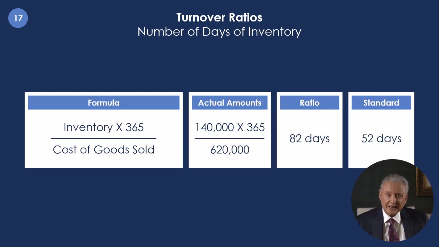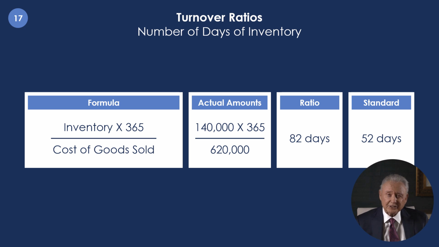In this slide, we calculate the number of days, sales, and inventory. What is that? Well, what we are doing is comparing our average inventory times the number of days in a year to cost of goods sold. Average inventory is 140,000. Multiply that by 365. Then divide by cost of goods sold, 620,000. We get 82 days. That's 82 days inventory sits before it's sold.